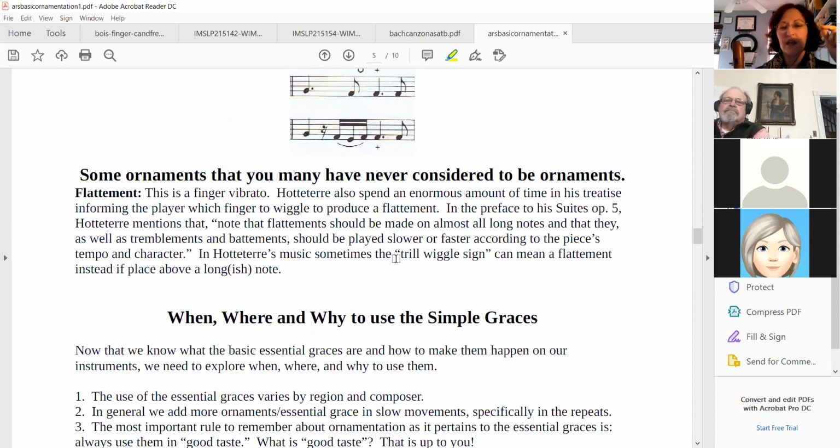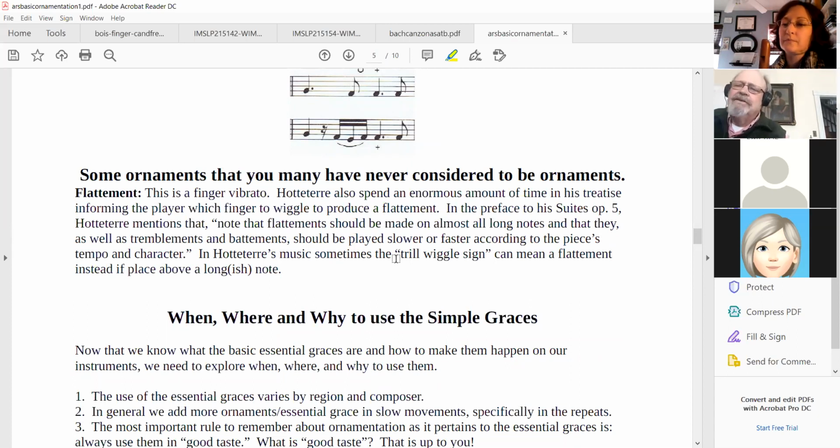So if you were to see a wiggle sign over a very long note in Hotteterre, maybe some of the other early French composers like, I don't know, Philidor, Couperin, you could interpret that not as a trill, but as a flattement. And in fact, about a quarter of Hotteterre's treatise is spent telling you not only which finger to use to trill, but which finger to use to make a flattement. So he devotes a really large portion of his book to that meaning of that ornament.